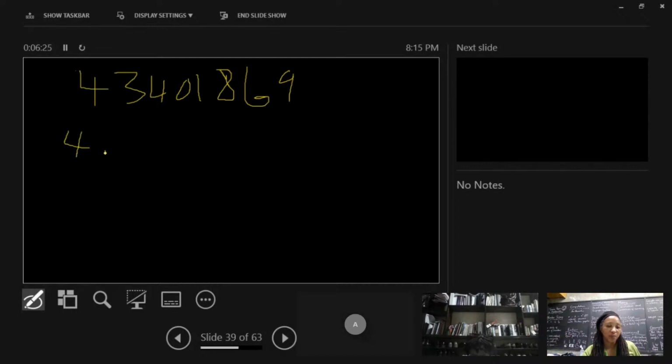So it will be 4.3401869. And sometimes they actually want you to round it off, write it in standard form, but round it off, so you don't have to have all these digits. But we're not going to round it off tonight. We're just going to show how to write it in standard form. So that would be times 10 to what?